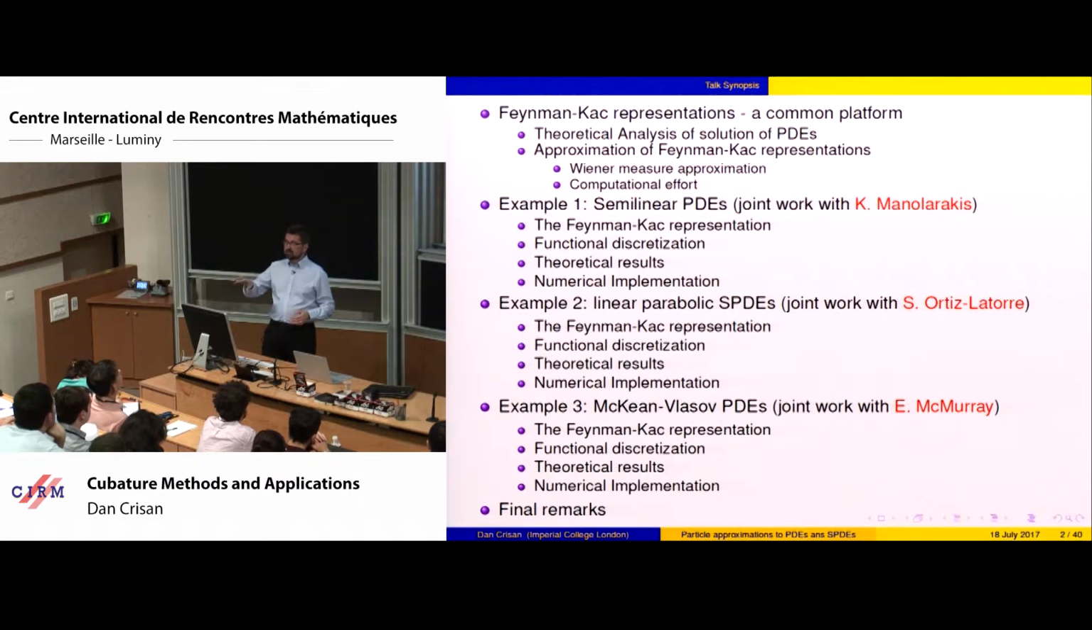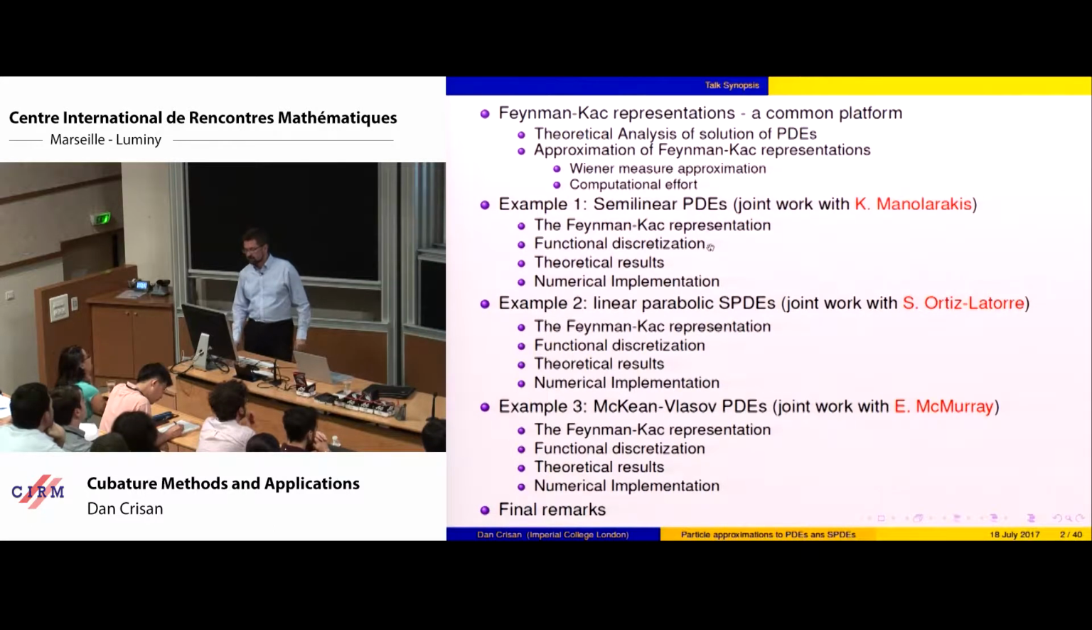And then on top of this, you use the other two steps, i.e. the approximation of the Wiener measure and the control of the computational effort. The examples that I will present, I have three examples. So it's great that I have 2 hours to go through these three examples.